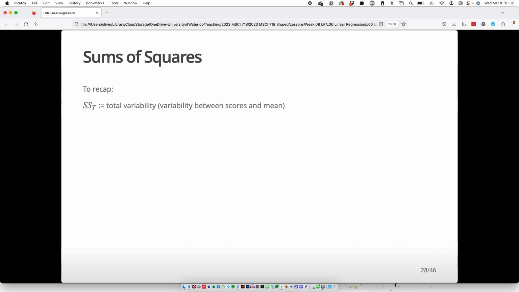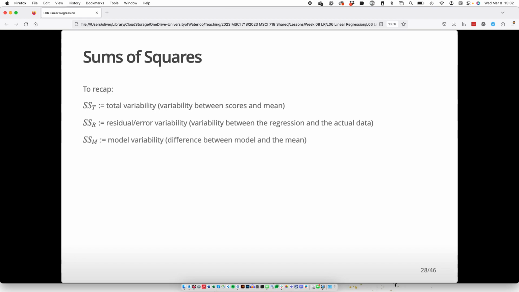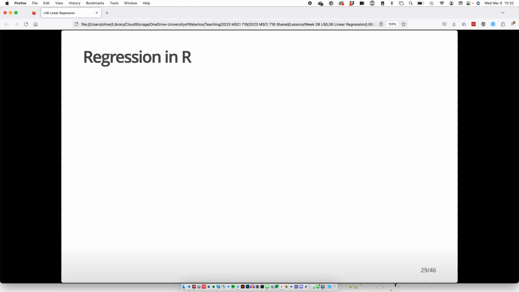Okay? So to recap, total variability is basically the variance. It's the scores' differences from the mean, that's your total amount of variance in the system. The residual is the difference between what's in the data and your model. And the model variability is the difference between the model and the mean, the amount that you have explained. And R squared is the percentage of variance that you've explained. So if the total amount of variance is a certain amount, and the sum of squares model is a certain amount, then that's the proportion of variance that you've actually explained.